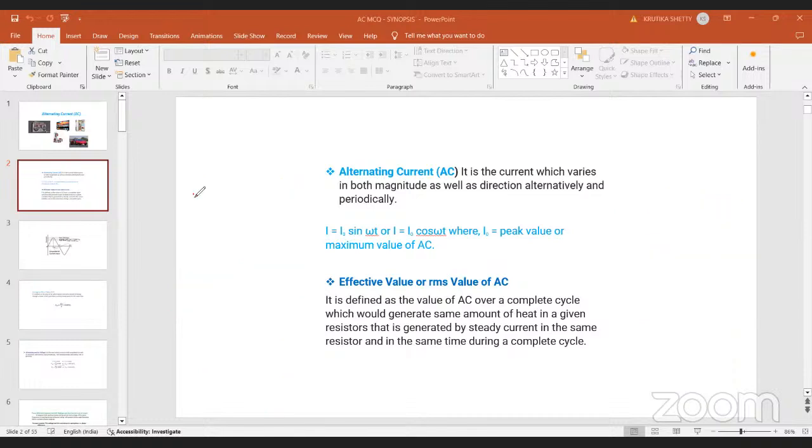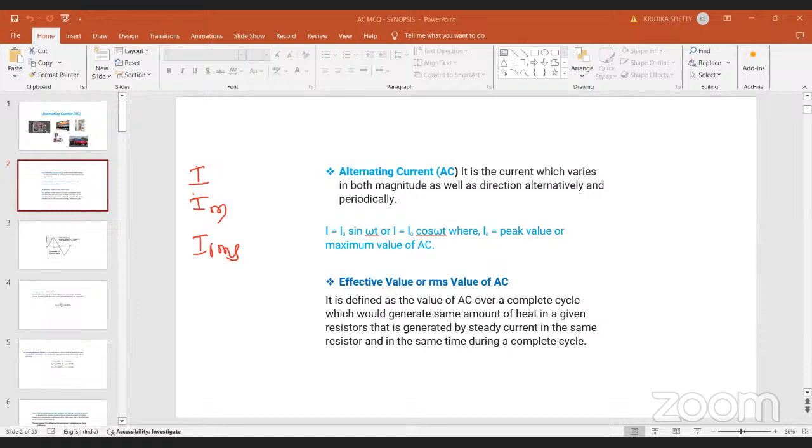So this is what we have discussed: the instantaneous current, the mean value of the current, and the I RMS value of the current. This much we have discussed. Similarly with the voltage, these points we have covered.